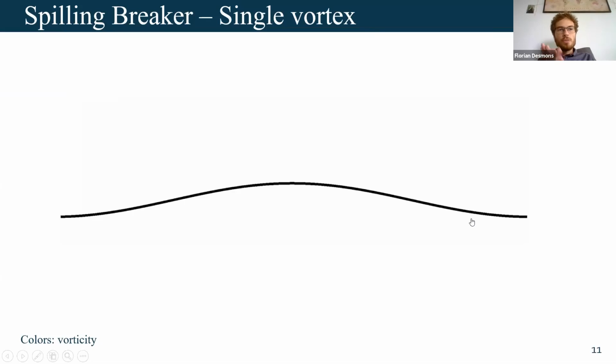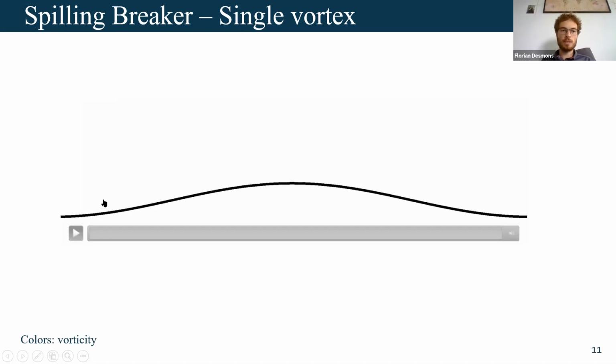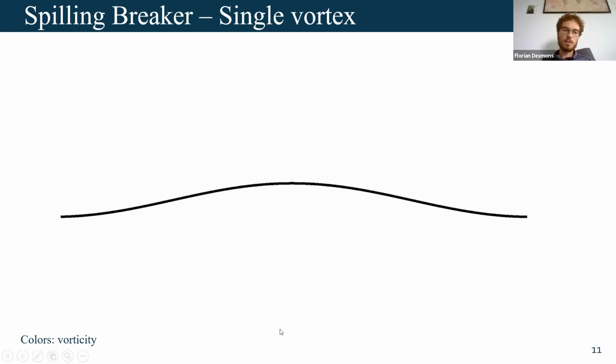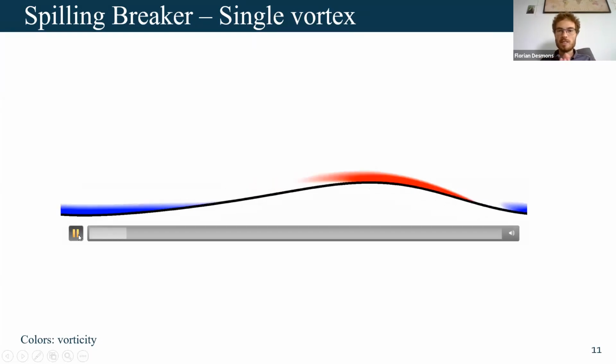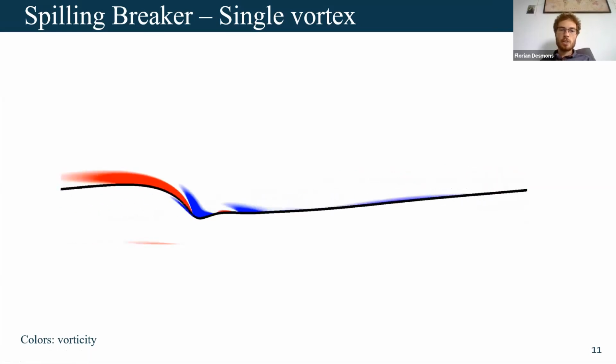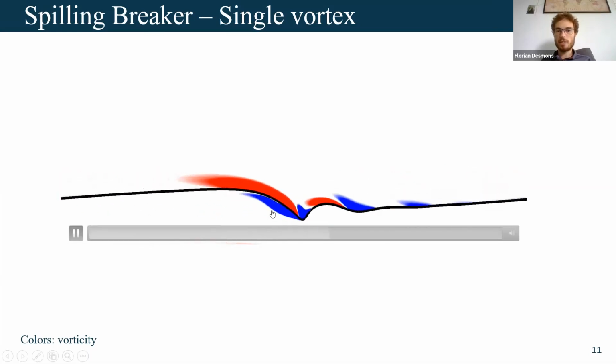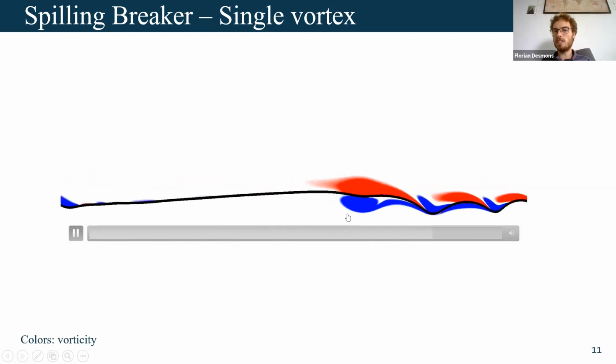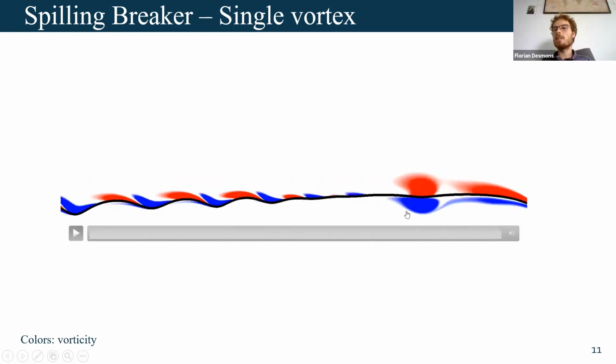Now I'm going to present the different subcategories I have found. So the first one is a spilling breaker with single vortex. I'm going to present first of all a video of my simulation. So the black line represents the interface between the air and the water, and the colors that are going to appear on the video are the vorticity. So the wave will start to break, creating here a vortex. There is a vortex here which is generated, and it's a single vortex.